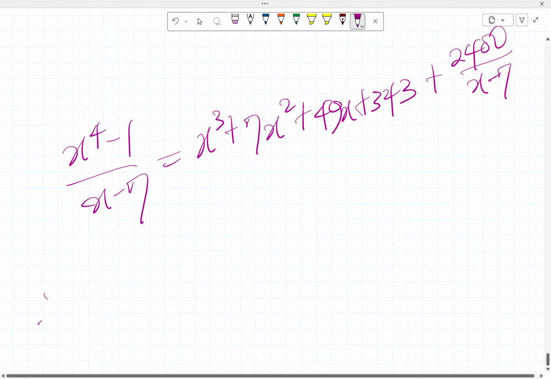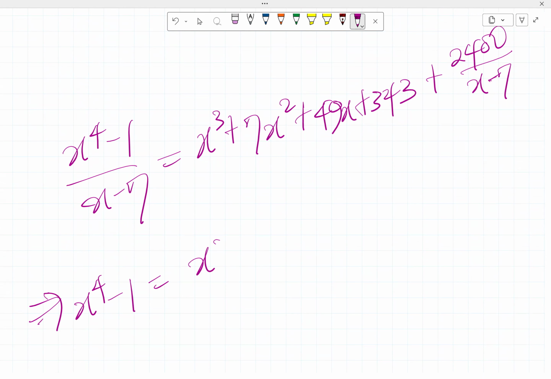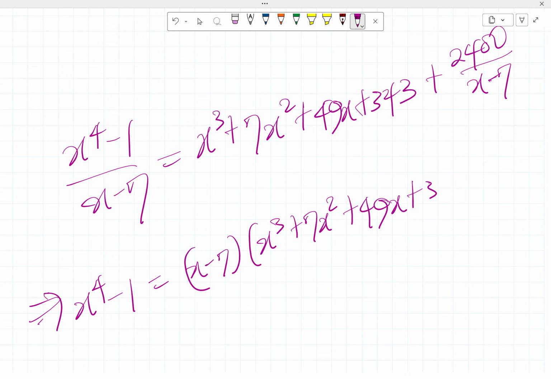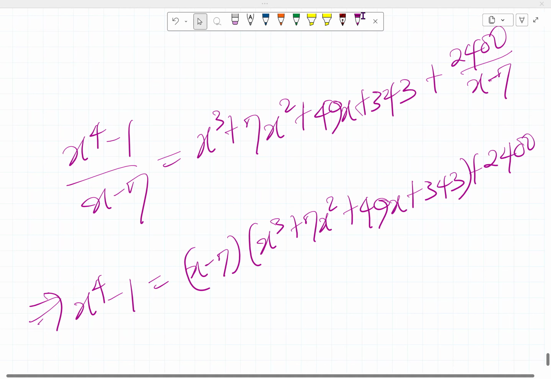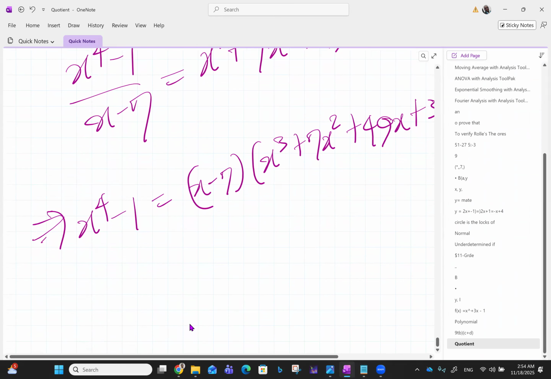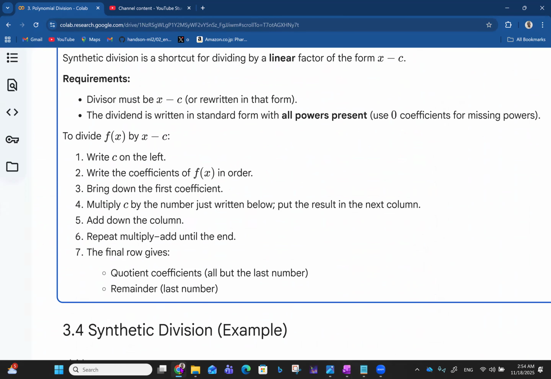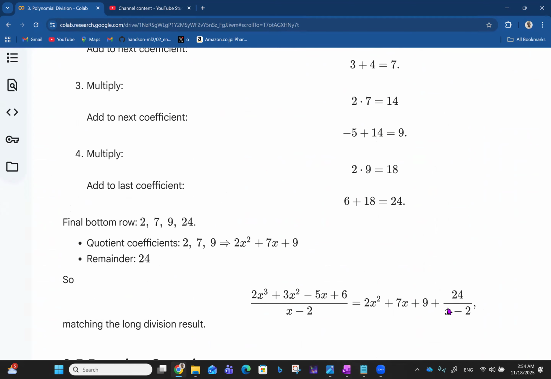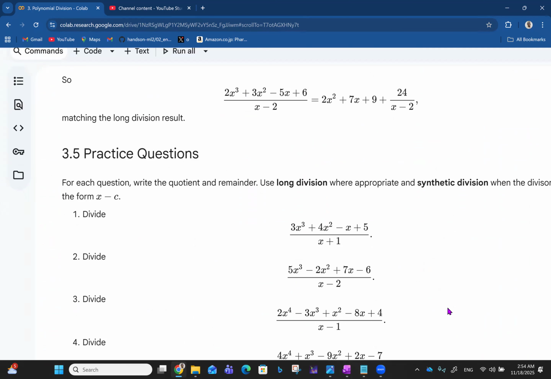So that implies that x raised to power 4 minus 1 is equal to x minus 7 into x cubed plus 7x squared plus 49x plus 343, plus the remainder, that is 2400. I never expected it to be this big, but it's okay. At least thankfully we have a way of verifying. So that's how that goes. And I think now we see why this video had to be a separate video. So that's for the synthetic style, with different methods, and we can always verify.